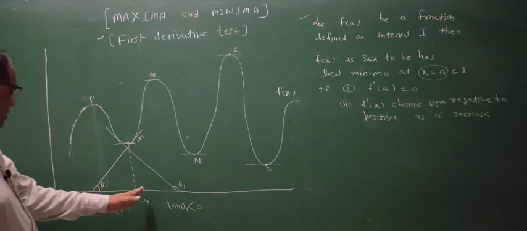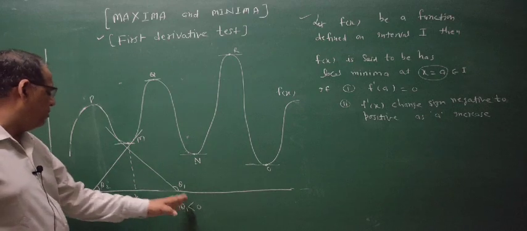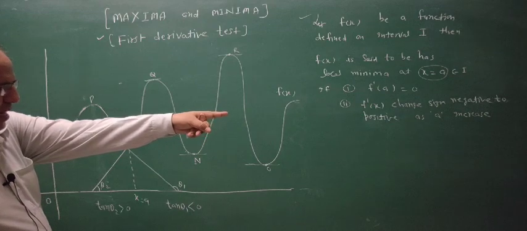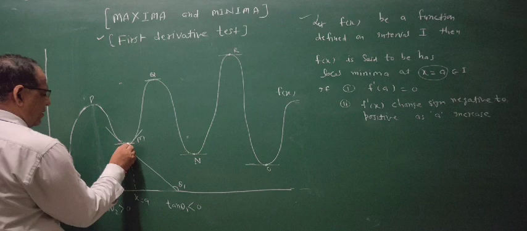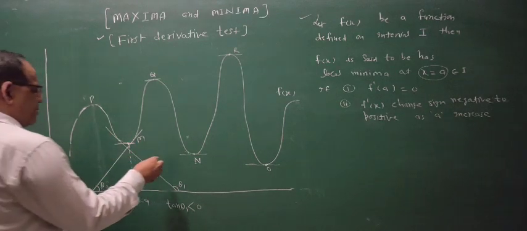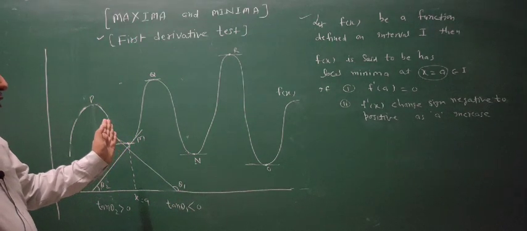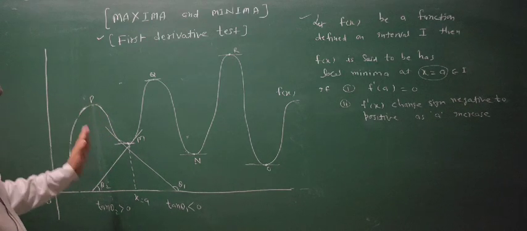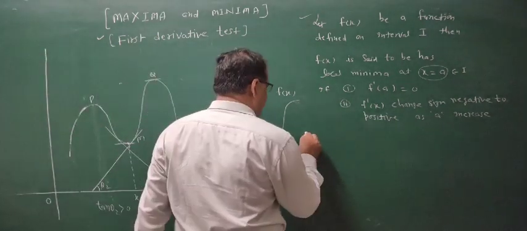So just before x equal to a, the slope of the tangent is negative. Just after x equal to a, the slope of tangent is positive. So f dash x changes from negative to positive as x increases. This point, the point x equal to a, is known as the point of minima. So for all the points where the f dash x changes sign from positive to negative, the point is called local maxima, and where f dash x changes the sign from minus to plus, we can say this is a point of local minima.